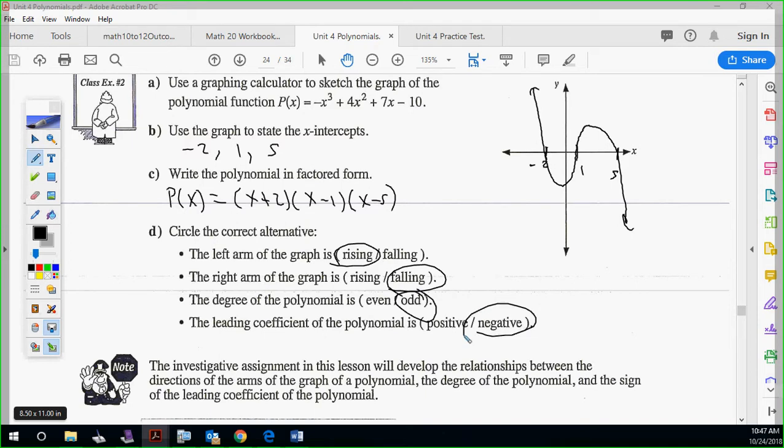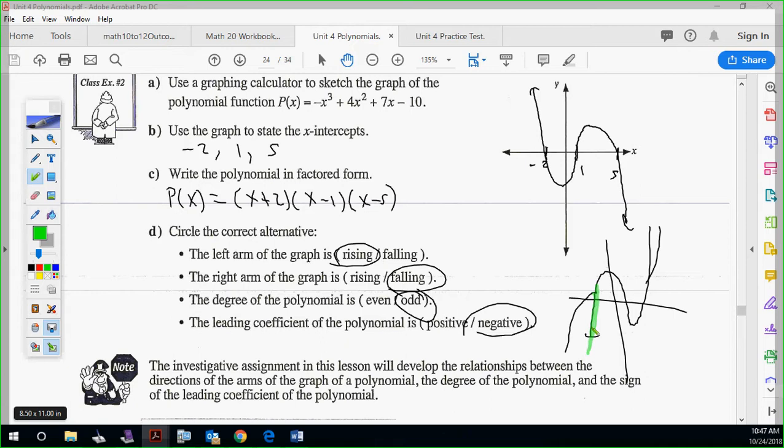Okay. So the investigation assignment in this lesson will develop the relationships between the directions of these arms in the graphs. So when you're going through these, it kind of shows you normally a cubic goes like this. So it falls and rises, but that negative flipped the end behavior. So we're going to focus on the end behavior for these graphs.